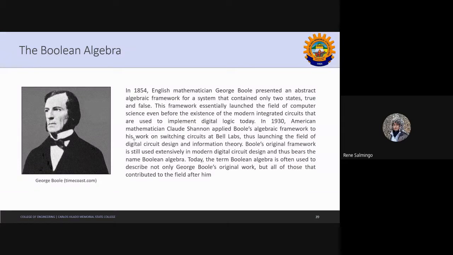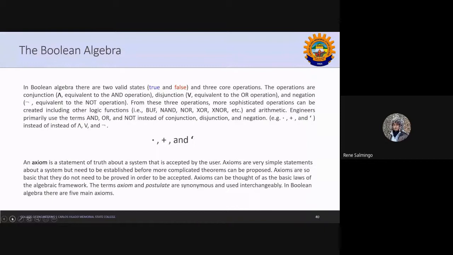Today, Boolean algebra is often used to describe not only his original work but all of those that contributed to the field after him. So he's one of the famous English mathematicians, and in this field, usually we're going to use the dot, the plus sign, and this symbol.